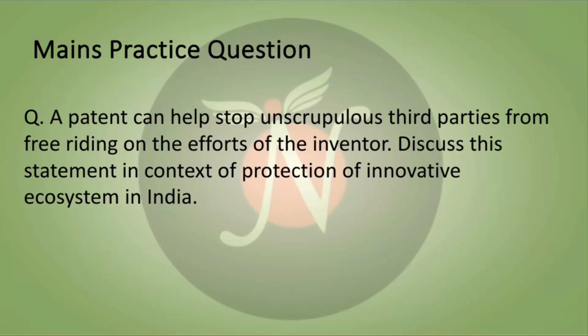Now we will come to today's mains practice question. A patent can help stop unscrupulous third parties from free riding on the efforts of the inventor. Discuss this statement in the context of protection of the innovative ecosystem in India.